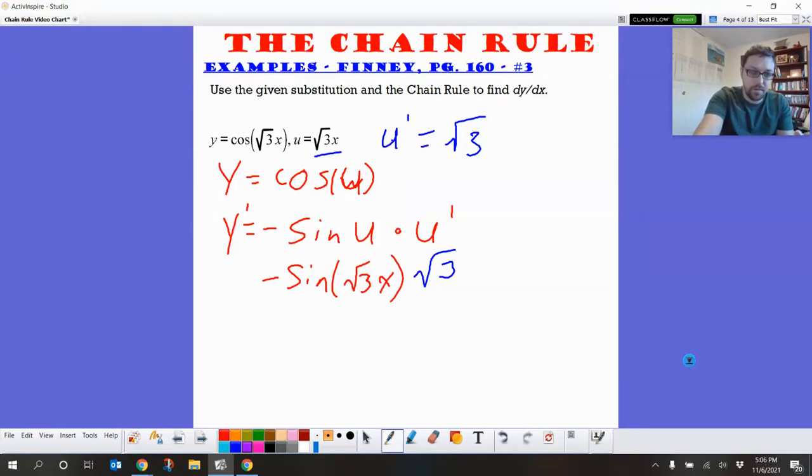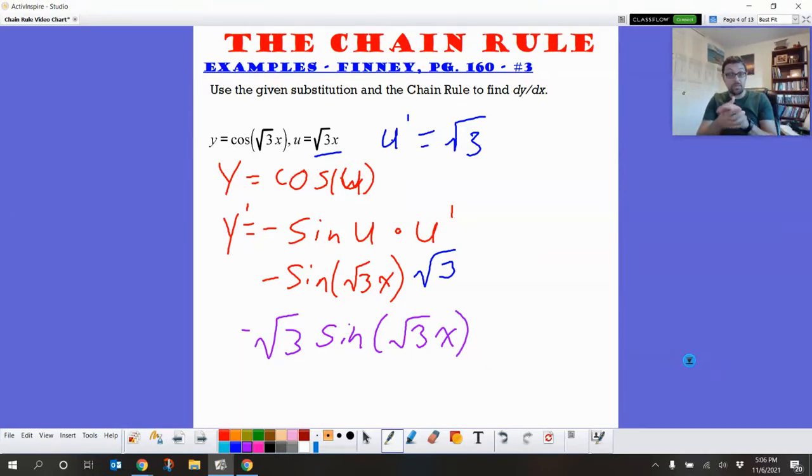If you wanted to, you could write it a little bit nicer. That square root of 3 does not go into the sine. It's just going to be in front: negative square root of 3 sine of the square root of 3x. And that's done. We did the chain rule. We took the derivative of the outside, the derivative of cosine, then we did the derivative of the inside.